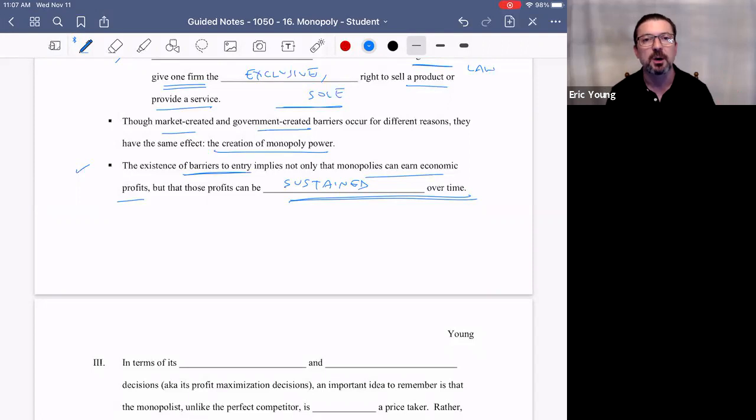In our next video, we'll jump into those critical decisions of P and Q and ATC, and we'll figure out how monopolies maximize profits.